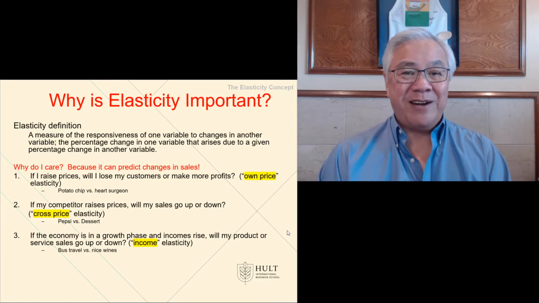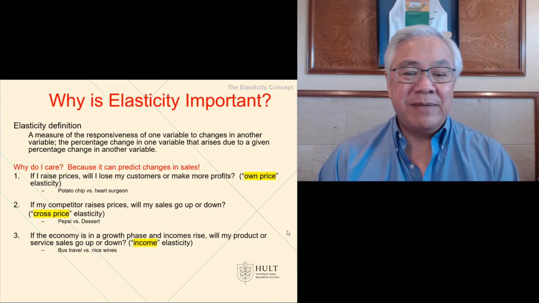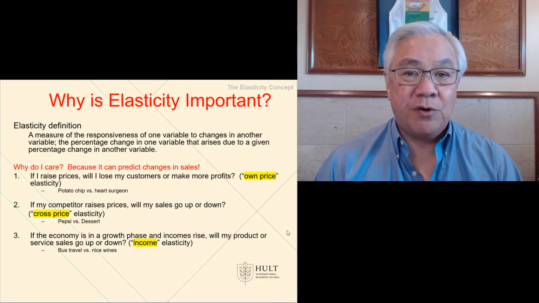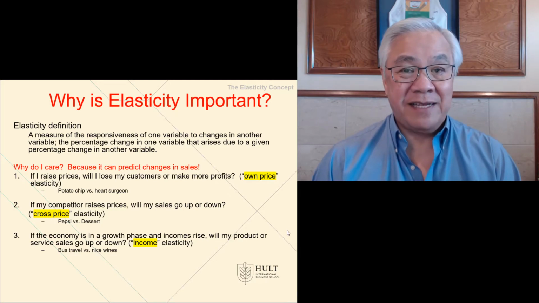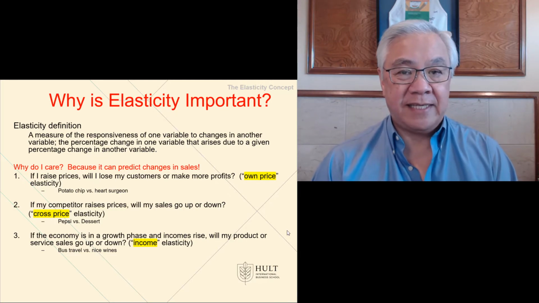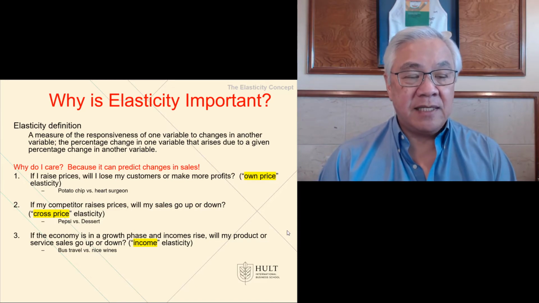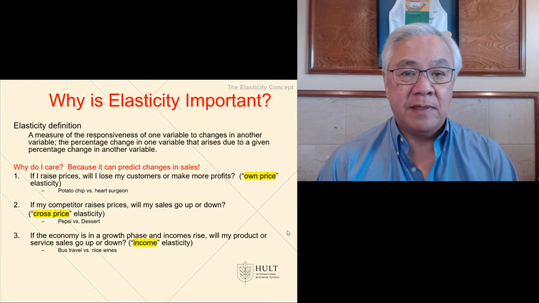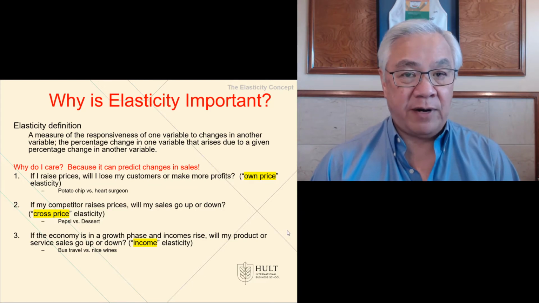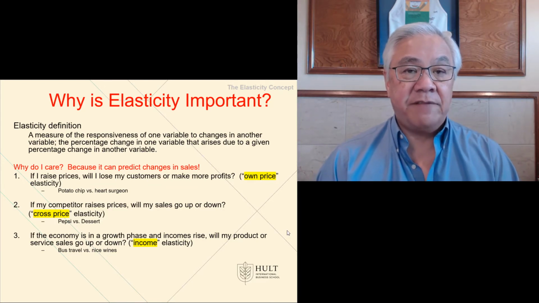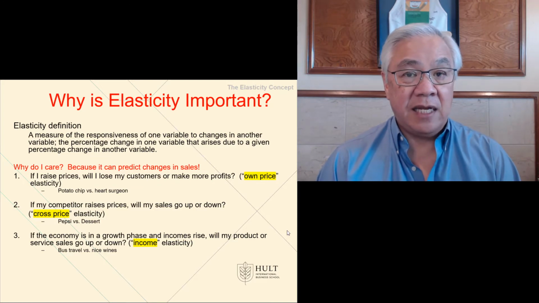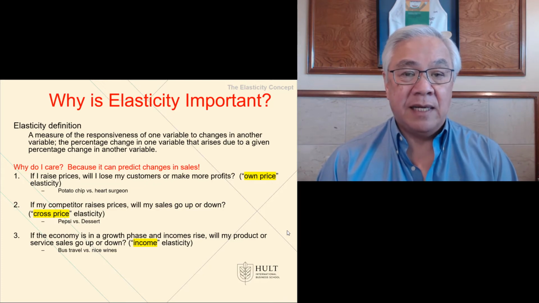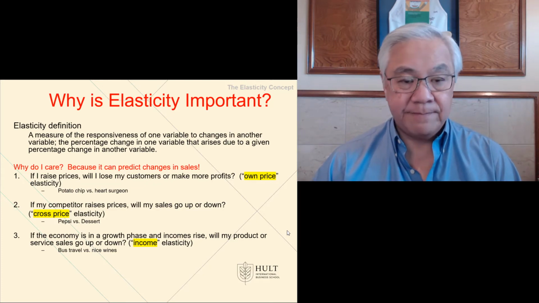Why do I care about elasticities? Well, some examples are, if I raise prices, will I lose customers or make more profit? So this is obviously important, and that's called own price elasticity. The next example is, if my competitor raises prices, will my sales go up or down? That example is cross price elasticity. Next is, if the economy is in a growth phase and incomes rise generally, will my product sales go up or down? And that's called income elasticity.